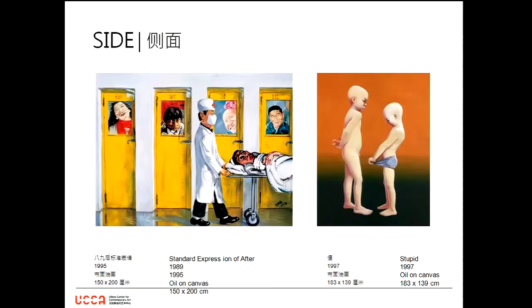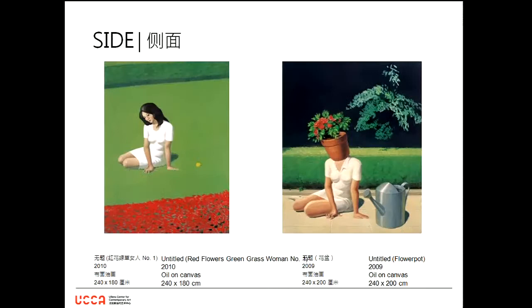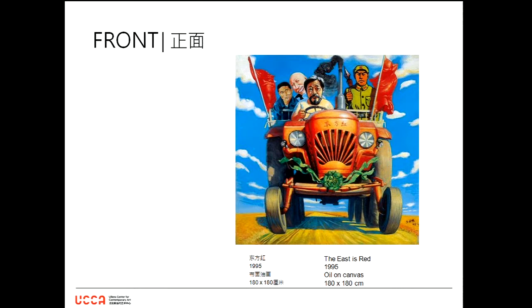Okay, this combination is very interesting. So it's called Standard Expression, for people born in 1989. I think it's quite an interesting artwork. I found another one, it's called Eastern Red. Some people are driving a tractor, the characters. So not the people, maybe 10 years older than you, maybe six or seven years older than I am. There are some figures or characters, I think.